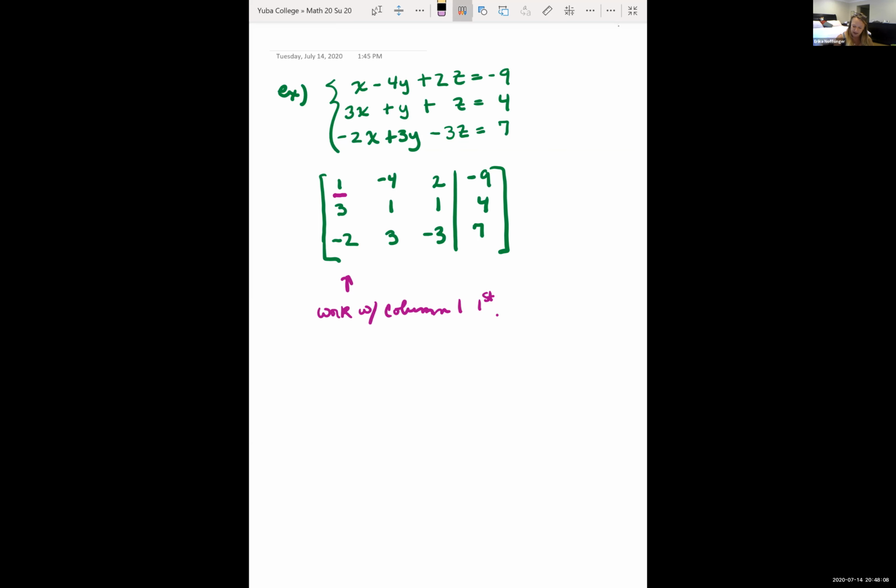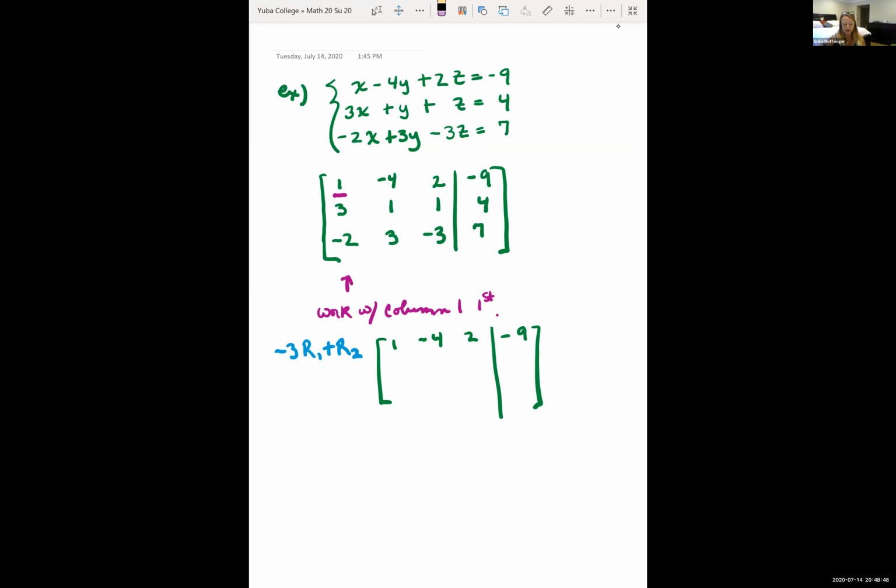So I'm going to take -3 times my row 1, and then add it to my row 2. Again, I'm not changing my first row, I'm just using it to manipulate the others. So I'm going to rewrite my row 1 down so I don't get confused: 1, -4, 2, and -9. Now we're going to take -3, multiply it by each entry in the first row, and sum it to the entry right below it.